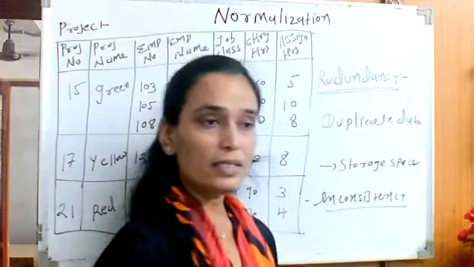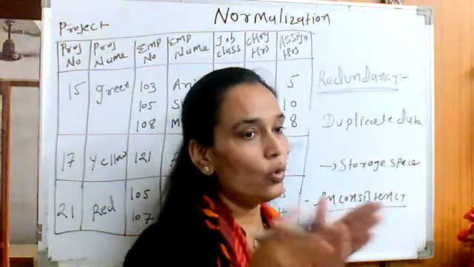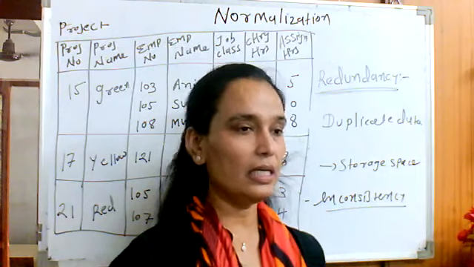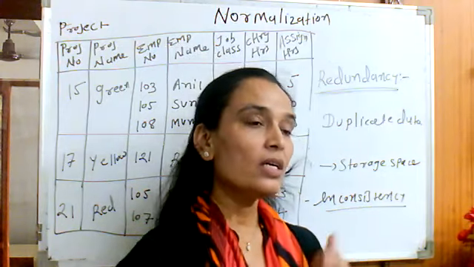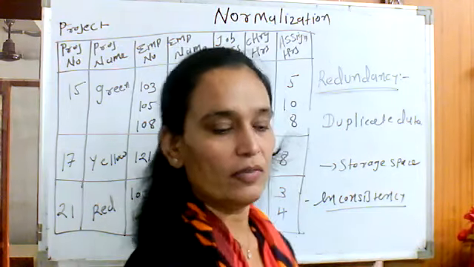Now, what is inconsistency? Inconsistency means when two or more entries of the same data do not match with each other. To learn it in detail, we will take one example.